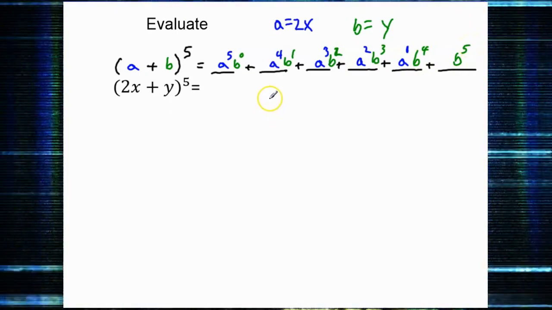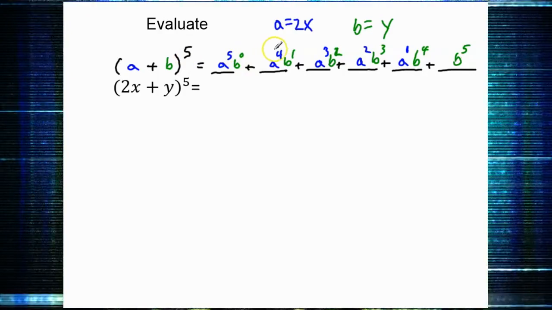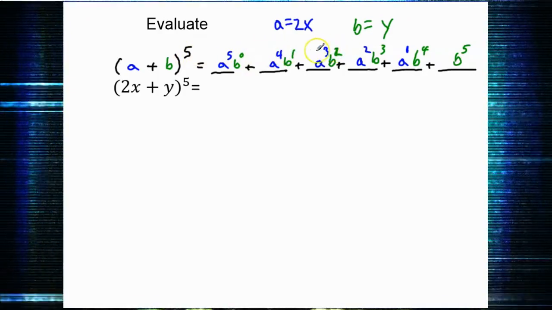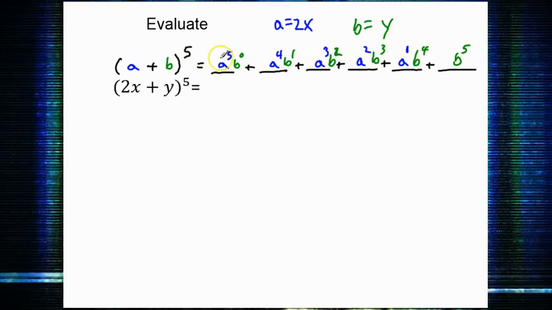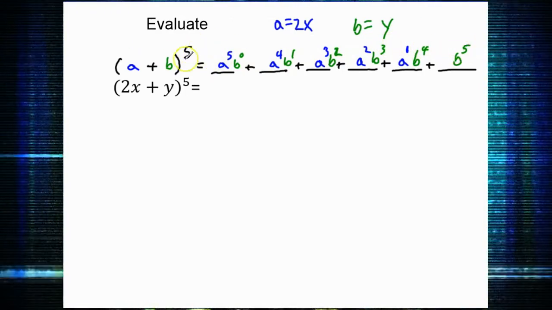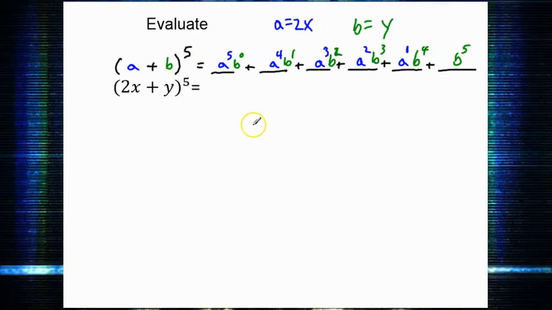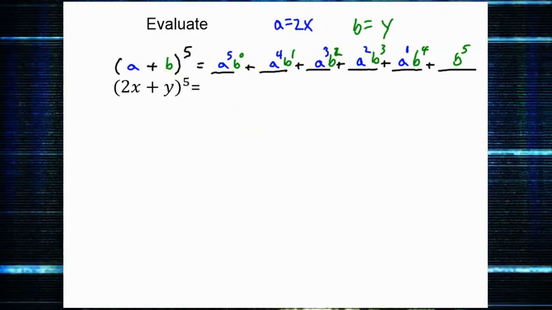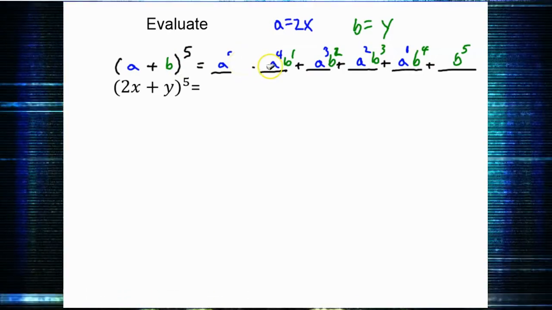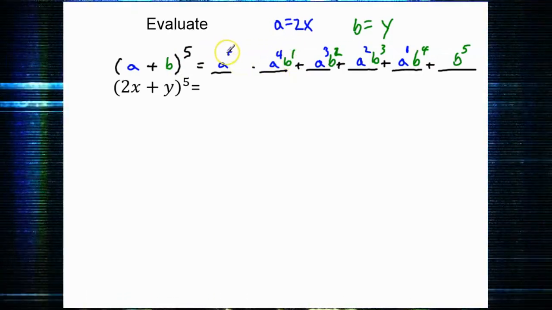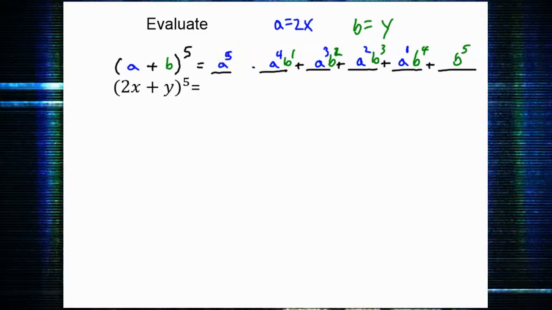As a quick check to make sure we did this right, 5 plus 0 is 5, 4 plus 1 is 5, 3 plus 2 is 5, 2 plus 3 is 5, 1 plus 4 is 5, and then the last one here is 5. So all the powers are 5, just like how they should be according to our example. We know that b to the 0, for our purposes, we don't need to write it. So let's just rewrite this here.